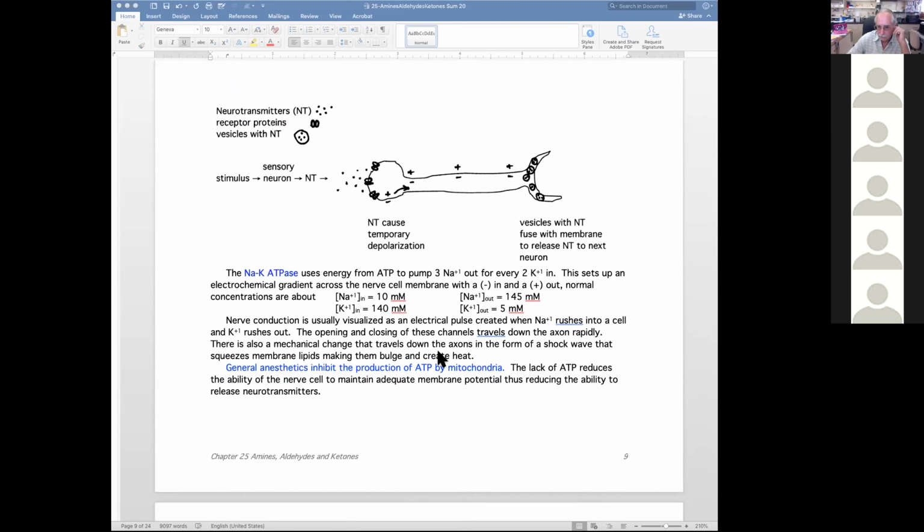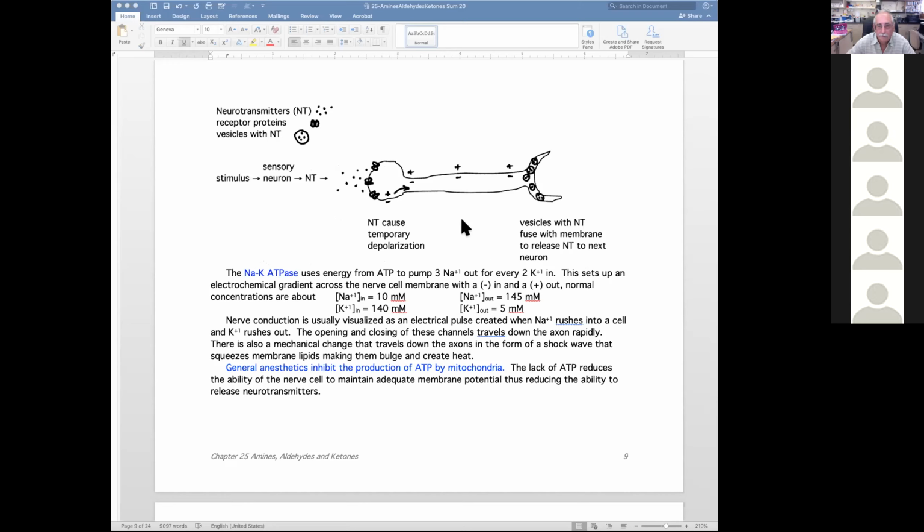So let's look at the nerve cell in a very brief manner. There's an enzyme on the nerve cell called the sodium potassium ATPase. It uses energy from ATP to pump 3 sodiums out of the membrane and pump 2 potassiums into the membrane. That sets up an electrochemical gradient. What is the chemical gradient? Well, sodium is about 10 millimoles concentration in the nerve cell and about 145 millimoles outside.